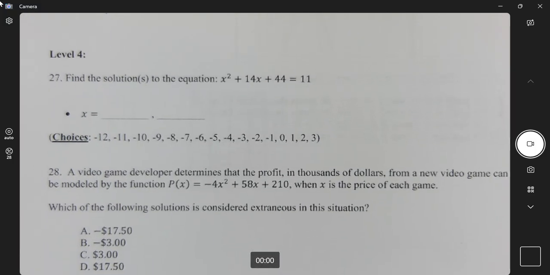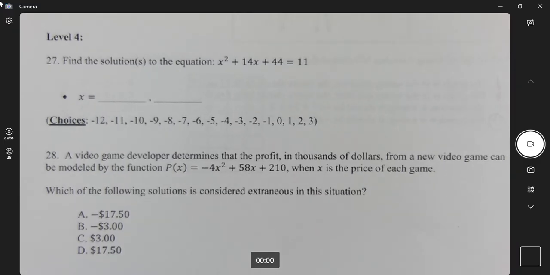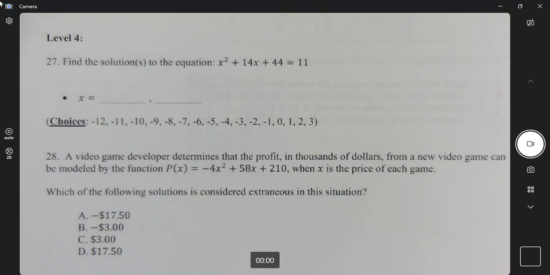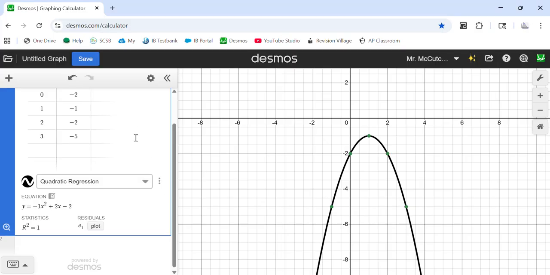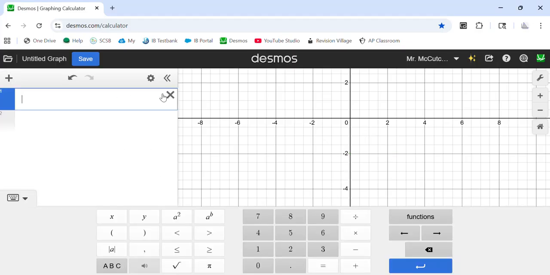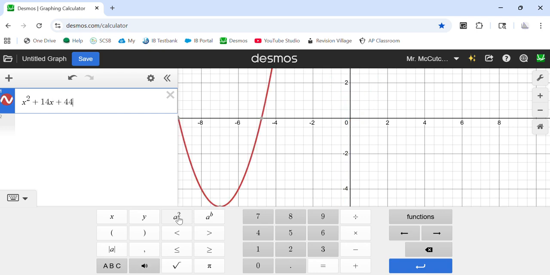Number 27, find the solutions to this equation. Yeah, we could subtract 11 and factor, but that's right, I'm going to go back to Desmos. I'm just going to get rid of this, and I'm going to type exactly what it says: x² + 14x + 44 = 11.